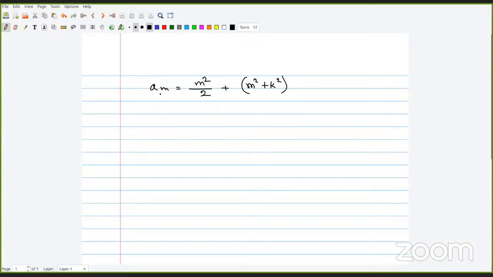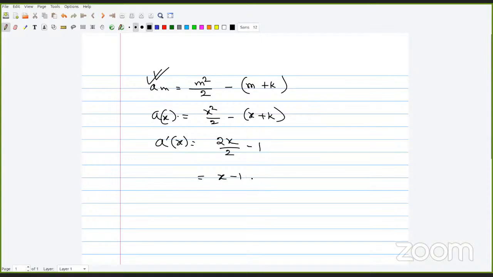So basically you can consider this function, A of x equal to x square by 2 plus x square plus k square, so x plus k. If you consider this function, whenever you take a natural number, you get the terms of this sequence. Now you know how to calculate the critical point of this function: take the first order derivative, 2x by 2 plus 1, minus x minus 1, so it is x minus 1. A dash of x is 0 if x equals 1, so x equals 1 is your critical point.